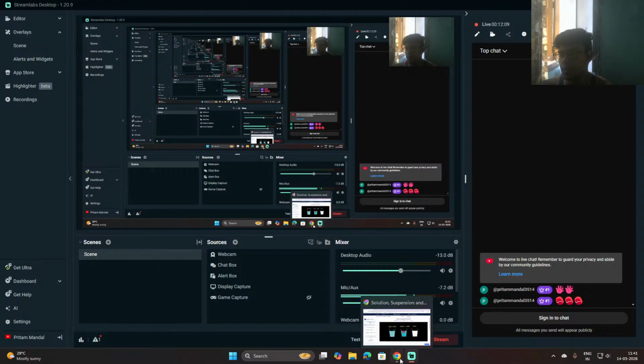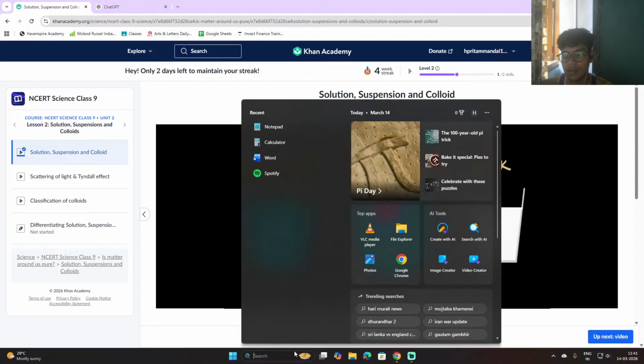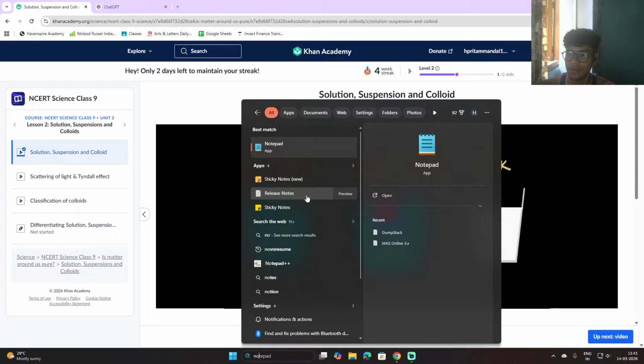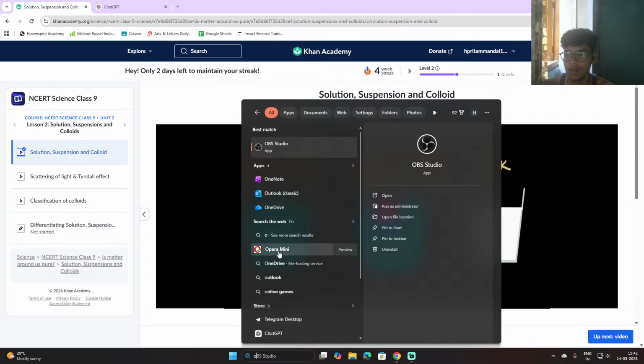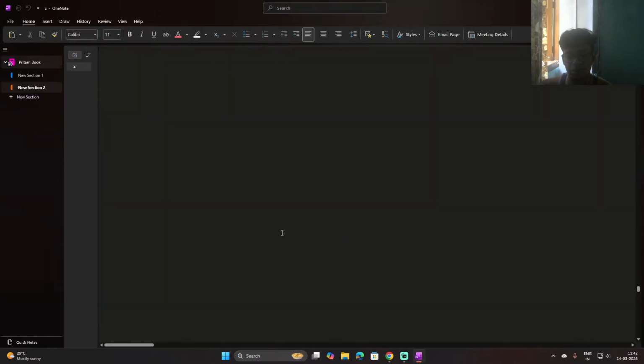So we understand what is colloid, what is suspension, what is solution. The notes, there is one pad, one note, sorry. So it's saying that where is it?